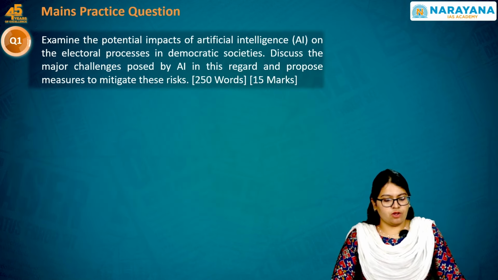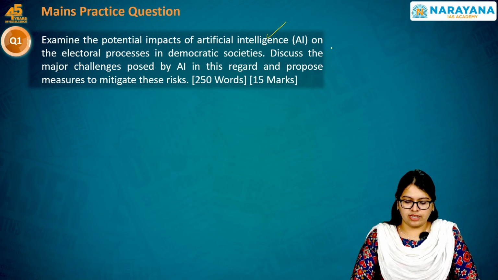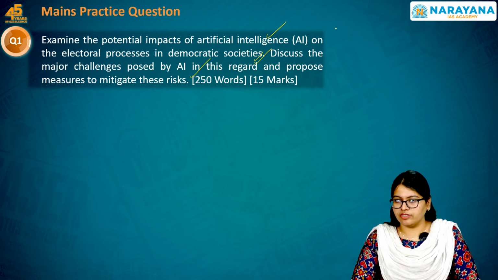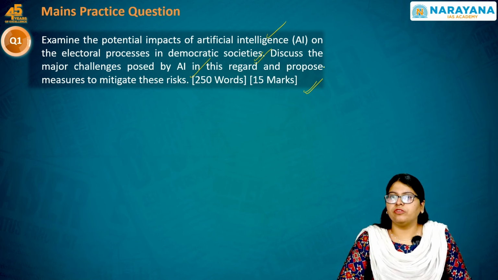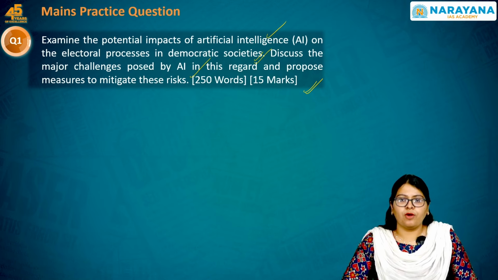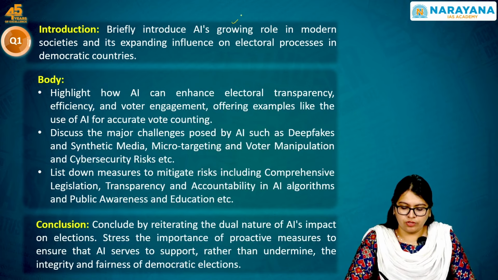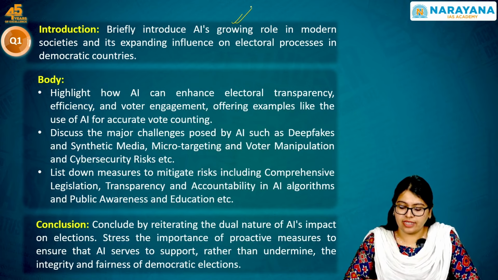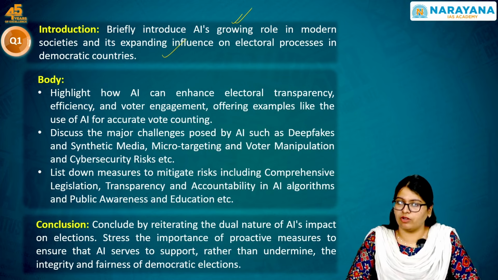Now let us solve the mains practice question, which reads, examine the potential impacts of artificial intelligence on the electoral process in democratic societies, discuss the major challenges which are posed by artificial intelligence in this regard, and propose measures to mitigate this risk, 15 marks. The approach to answer this question has been divided into three, that is introduction, body as well as conclusion. In the introduction, we will introduce how AI is growing and its increasing role in modern societies and expanding influence on the electoral process in democratic countries.